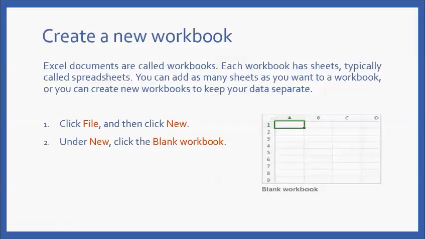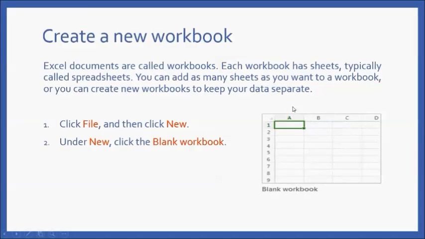So how are we going to create a new workbook? Excel documents are called workbooks. Each workbook has sheets, typically called spreadsheets. You can add as many sheets as you want to a workbook, or you can create new workbooks to keep your data separate. So all you have to do is click File and then click New. Under New, click Blank Workbook. This is an example of a blank workbook as seen in the diagram.